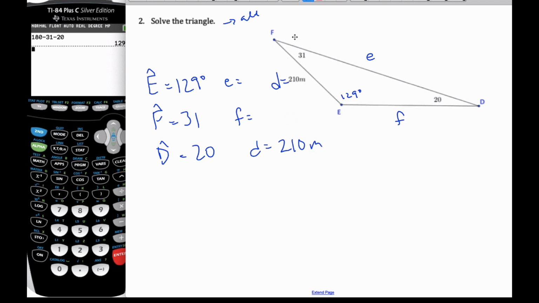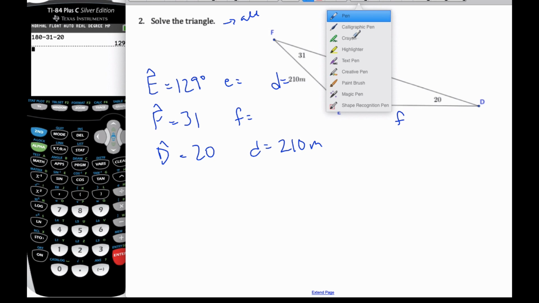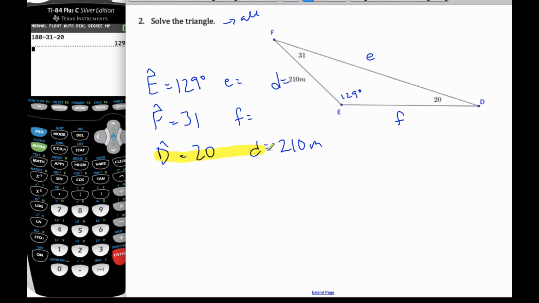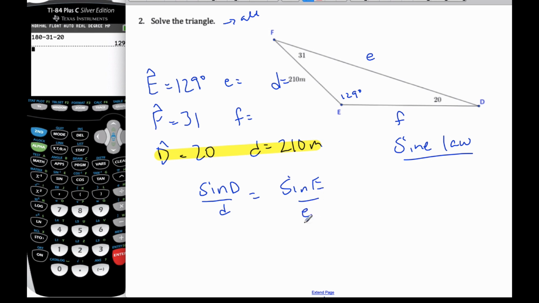All right? When I see this here, I want you to recognize that I have a matching pair. Whenever I have a matching pair, I'm going to use the sine law. There is another thing called the cosine law, and that happens when you do not have a matching pair. So you set it up like this, and if you have a matching pair, you can use the sine law. So now if I set it up, the sine of D over D equals the sine of E over little e.